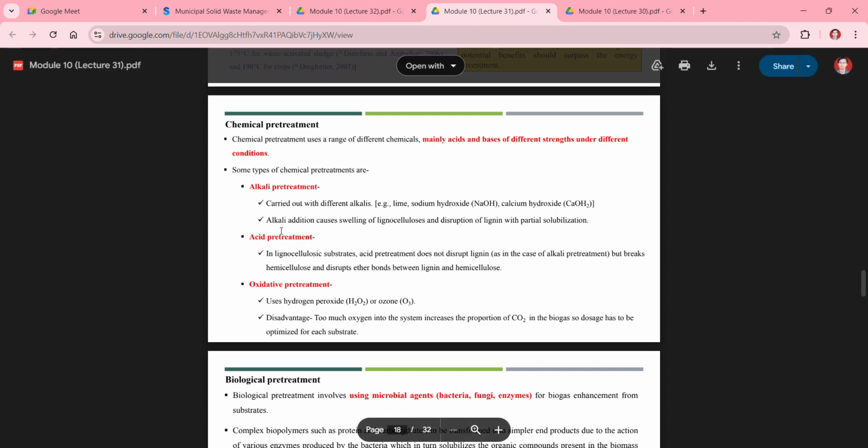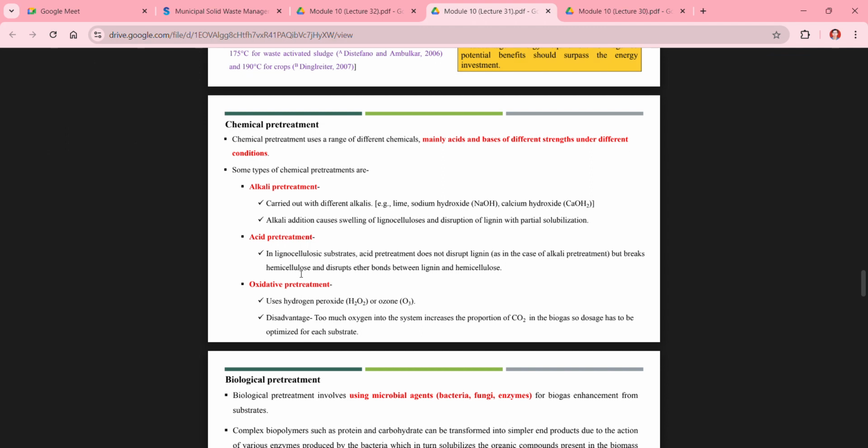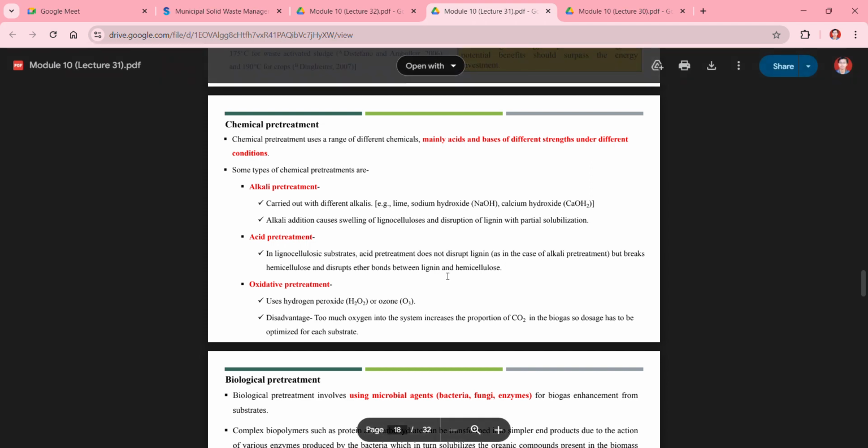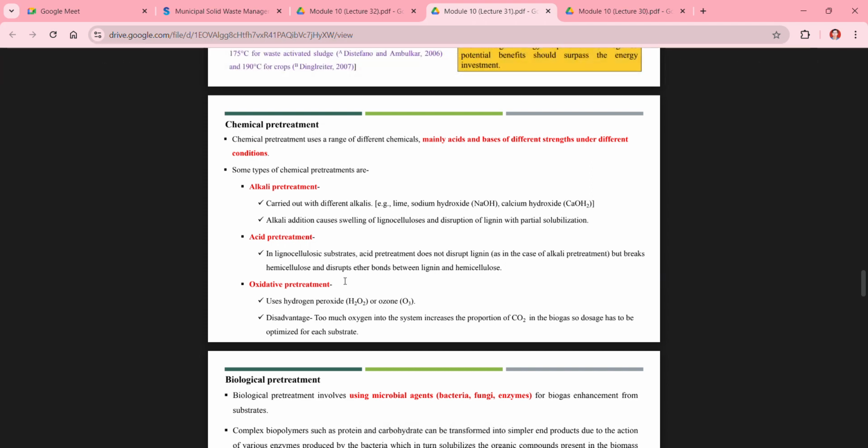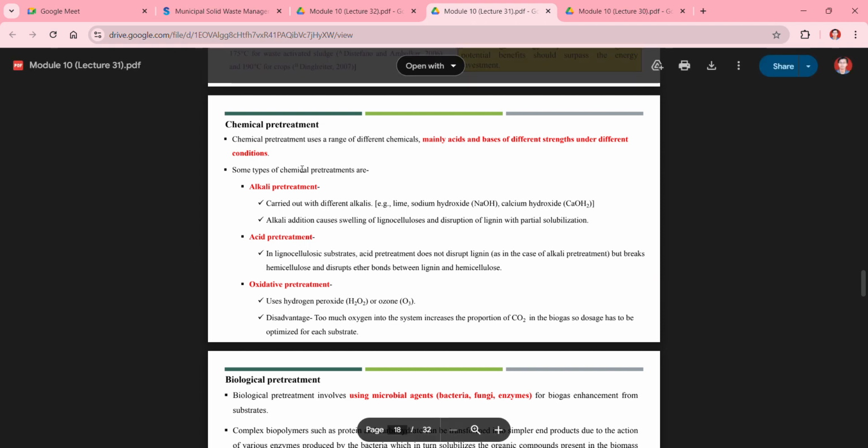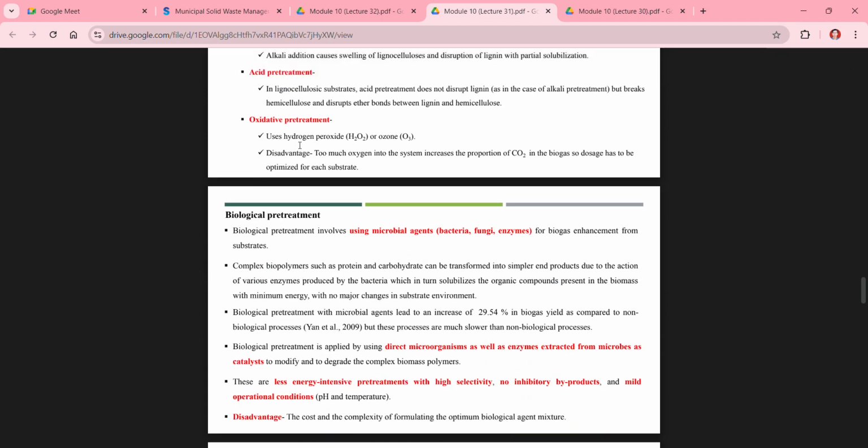process for biogas yield. In the acid pre-treatment process, the lignocellulosic substrates will be subjected to acid treatments with the help of some inorganic or organic acids. So acid pre-treatment does not disrupt lignin but breaks hemicellulose and disrupts other ether bonds between lignin and hemicellulose, which will result in the swelling of the substrate, which in turn results in proper hydrolysis during the AD process. Then coming to oxidative pretreatment, it uses hydrogen peroxide or ozone for the oxidative treatment.